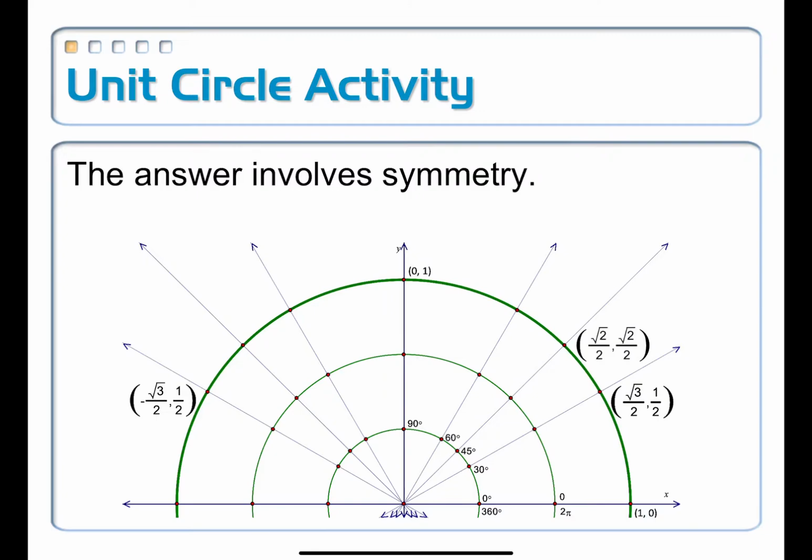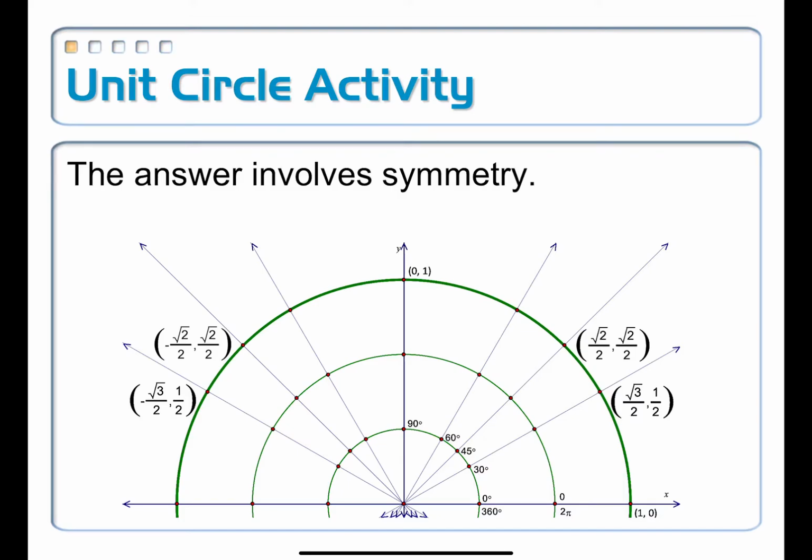And then we can extend that and do the same thing for the other coordinates. So for example, we just found square root of 2 over 2, comma square root of 2 over 2, which is at the 45 degree mark, which is the same thing as pi over 4. And I can reflect that across the y-axis. When I reflect it across the y-axis, I should be able to get this point here. That's at 135 degrees. In terms of radians, that is 3 pi over 4, right? And so again, it's the x-coordinate that's going to be negative, but the y-coordinate will stay positive. Negative square root of 2 over 2, comma root 2 over 2.